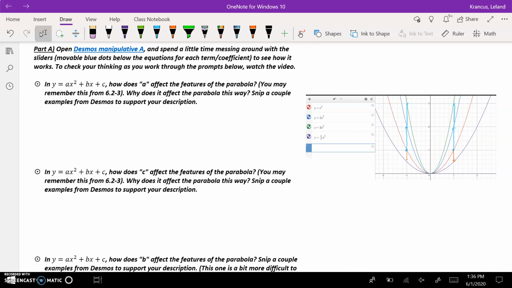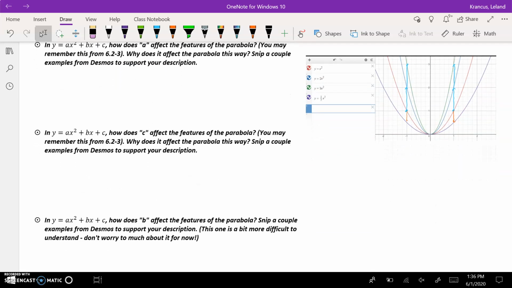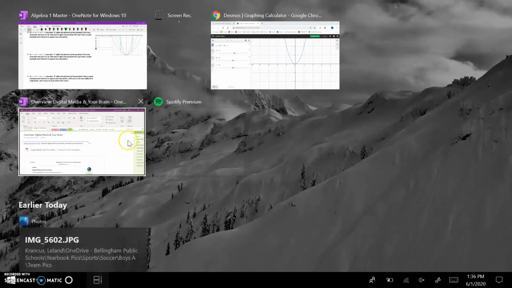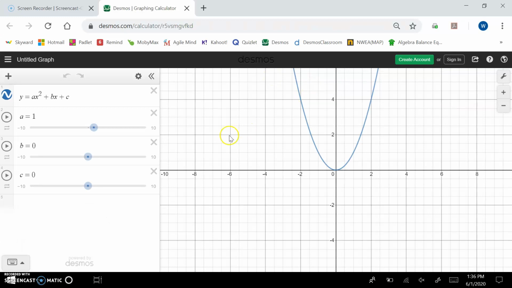So let's look at the first 3 prompts in part A where it talks about A, B, and C. A and C you've already looked at in ax squared plus c in the previous set of investigations. So let's just do a review of that though. So remember the A value, that's kind of like the slope of a quadratic pattern. It determines how wide or skinny the parabola is, if it opens up or if it opens down.